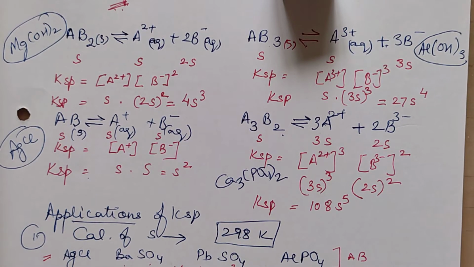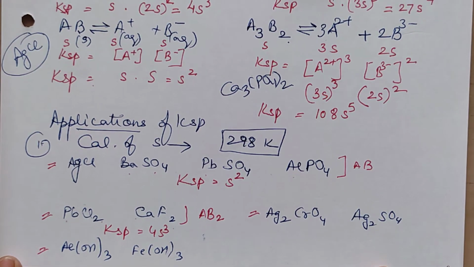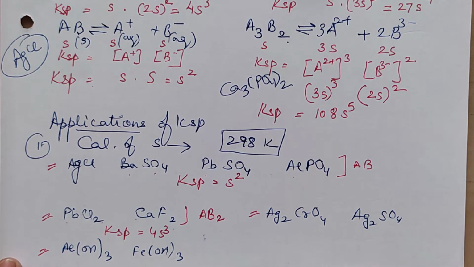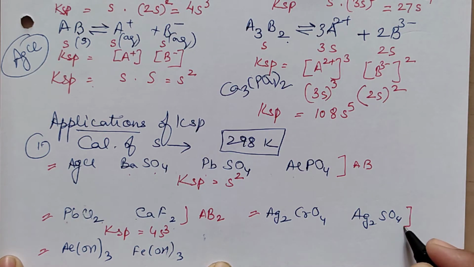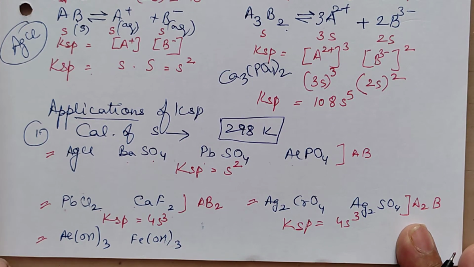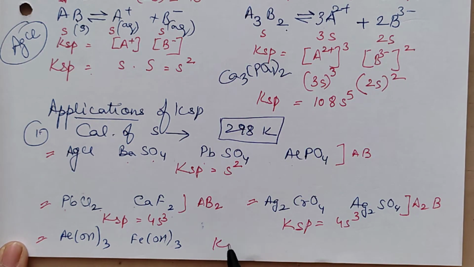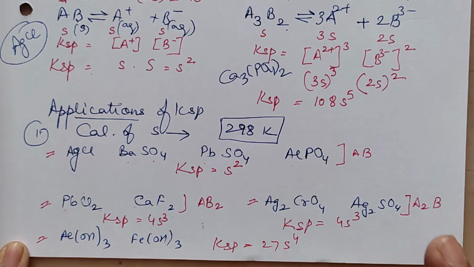Yeah, here I told you this is AB2 type, right? So one cation and two anions, or it can be the other way round also, like this one. This is also the same type, but it will be now called A2B. Means the cation is 2 and this is 1. The relation will be the same. This also will have Ksp is equal to 4s cube, right? What about this? This is AB3 type. That example also we have done recently. So for this, the Ksp will be equal to 27s to the power 4.